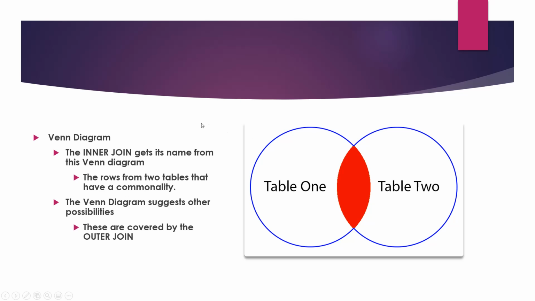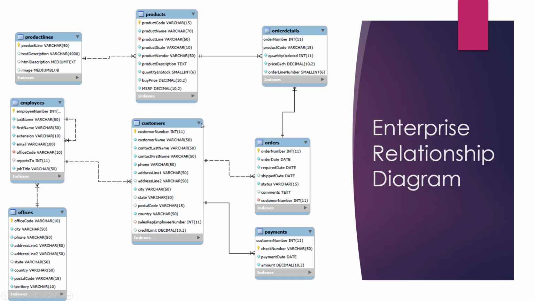Now let's take a look at the enterprise relationship diagram that we discussed when we first started talking about this particular database and introduced MySQL Workbench. All right, suppose we want to produce a packing slip for an order. So we have our order information table here with the order date, required date, ship date, status, and so forth, comments.